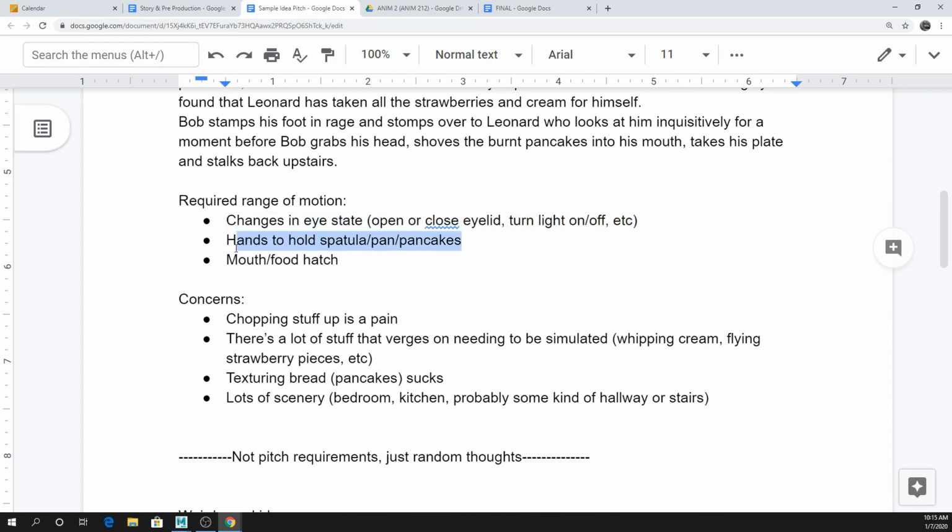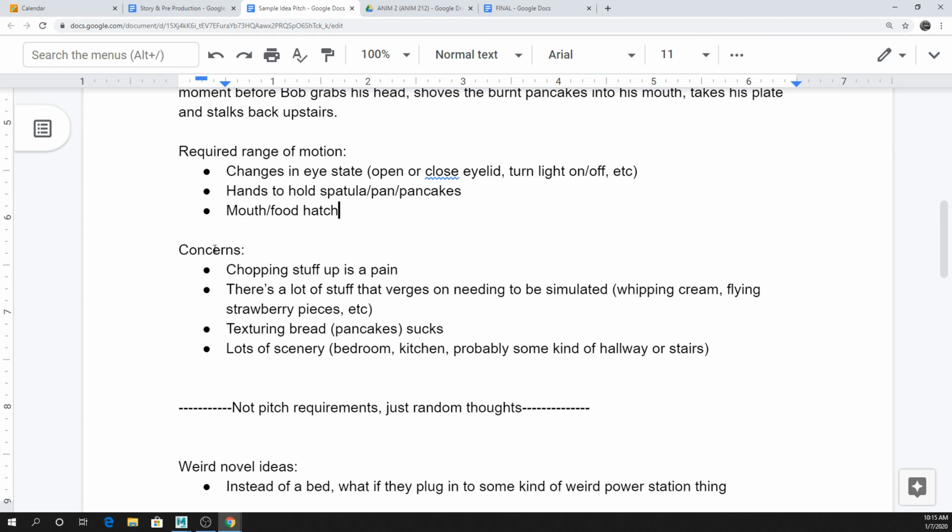In this case, you would also need hands to hold a spatula or pancakes, or you could make the one robot literally have spatula hands, whatever makes sense, but somehow he has to handle cooking stuff. And then Leonard would also need a mouth or food hatch or a face furnace in which to incinerate the super burnt pancakes that get shoved into his face. So this is the kind of stuff, specific things that are required for a given story. And then some concerns, whatever concerns you have.